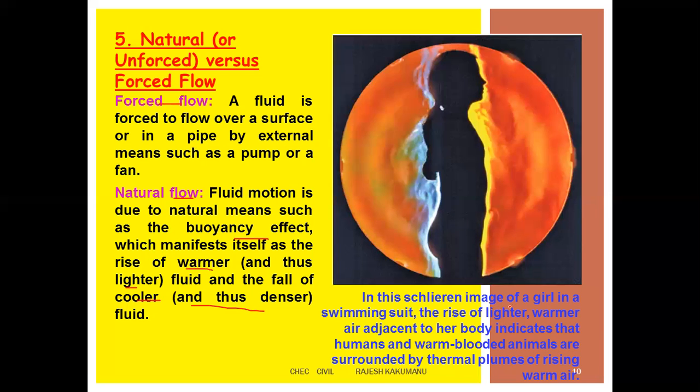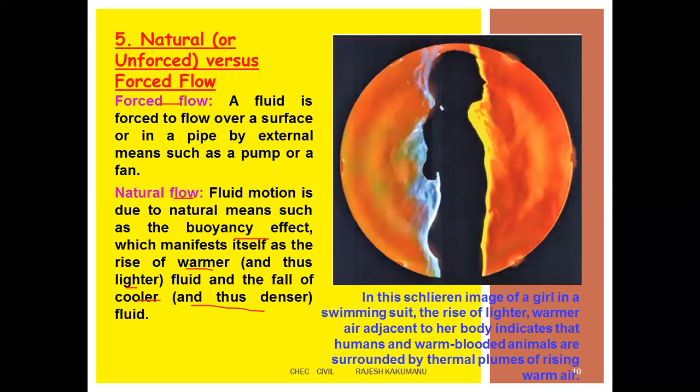So if you see the image of a girl in a swimming suit, this is a human body. The girl wears a swimming suit. The rise of lighter, warmer air adjacent to her body indicates that humans and warm-blooded animals are surrounded by thermal plumes of rising warm air.